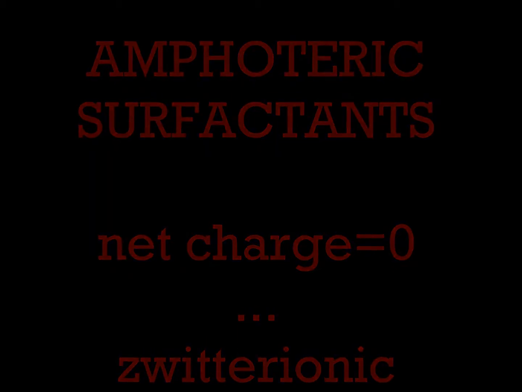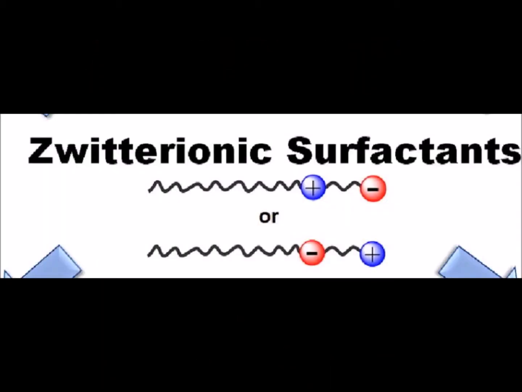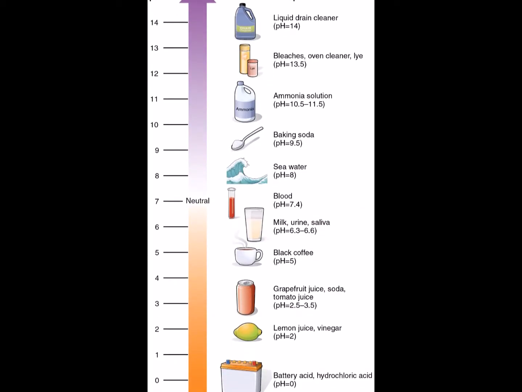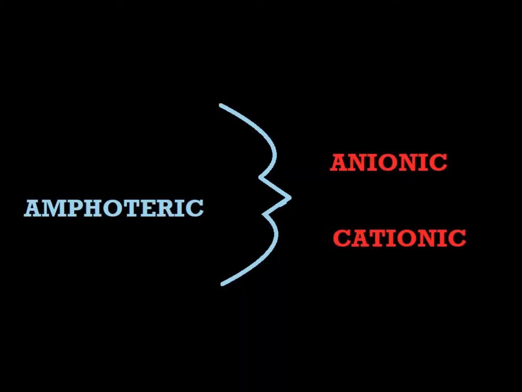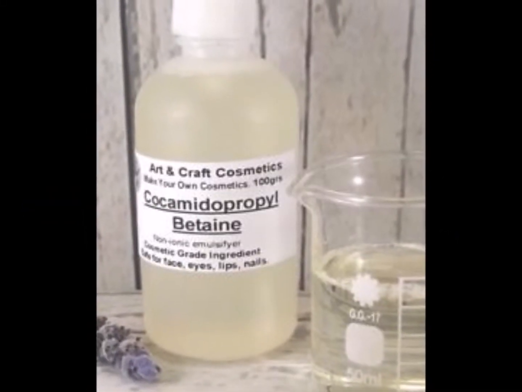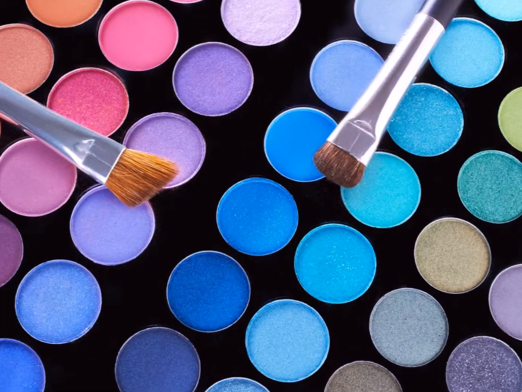This is known as zwitterionic. Interestingly, the type of charge amphoteric surfactants will take depends on the acidity of the solution, the pH. Acidic solutions will result in cationic, and alkaline solutions develop a negative charge. These are the most expensive type of surfactant and are used in cosmetics.